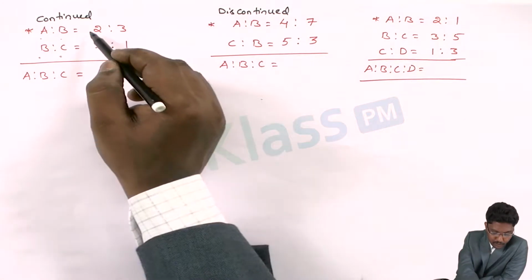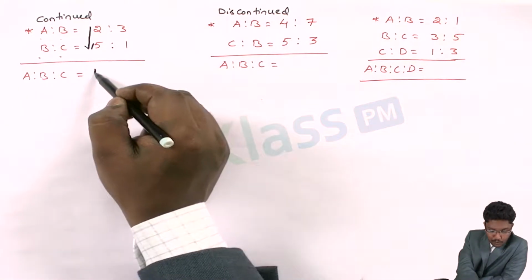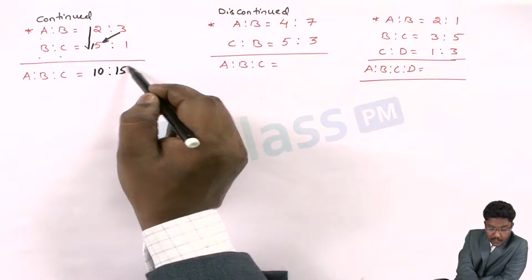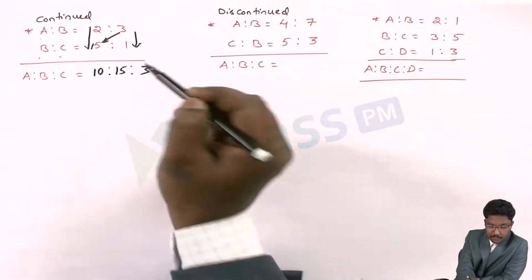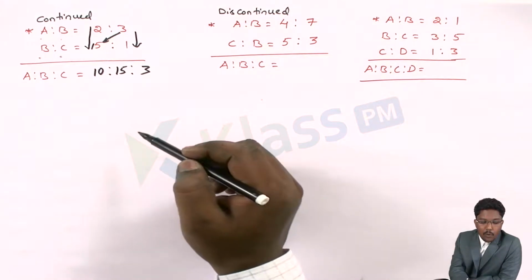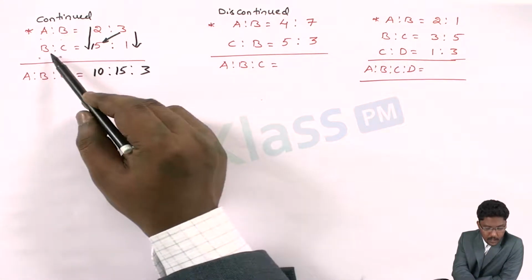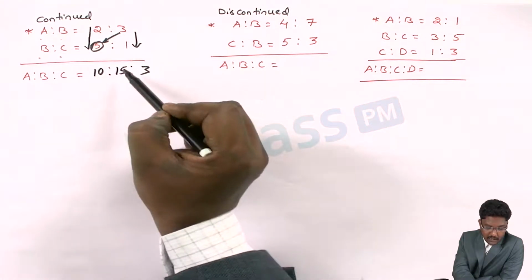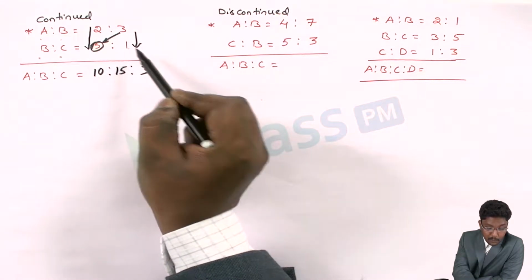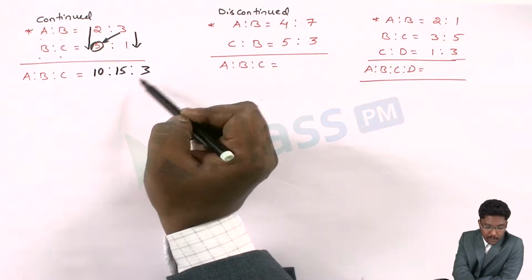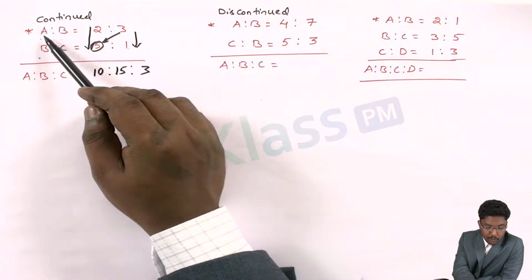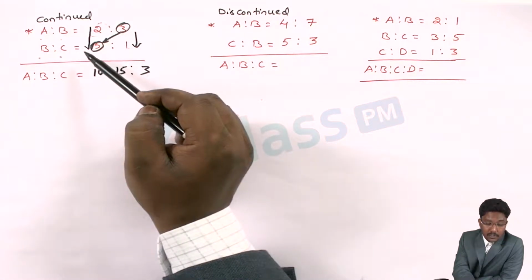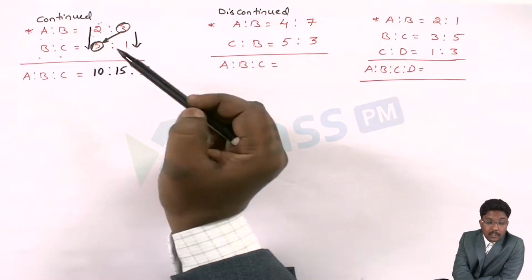Then the same process. First multiply these two: 2 5s are 10. Multiply these two: 3 5s are 15. Multiply these two: 3. Then verify it. Here B and C are in relation. So B is multiplied with 3, so C should be multiplied with 3. Now it is multiplied with 3. Compare with the previous one. Here B is multiplied with 5, so A should also be multiplied with 5. Then 5 2s are 10.